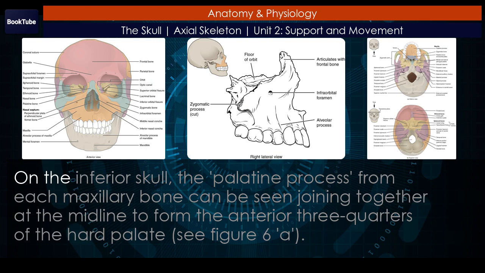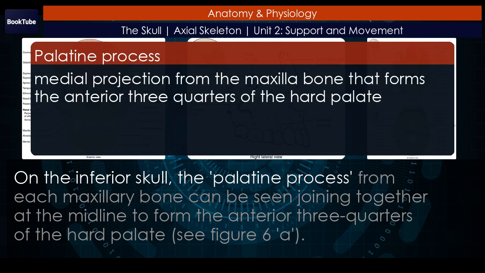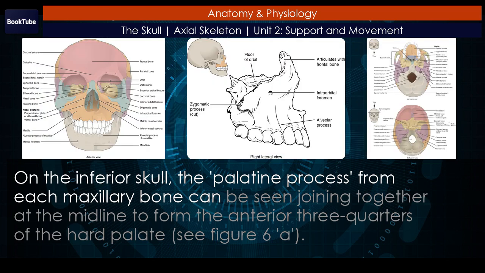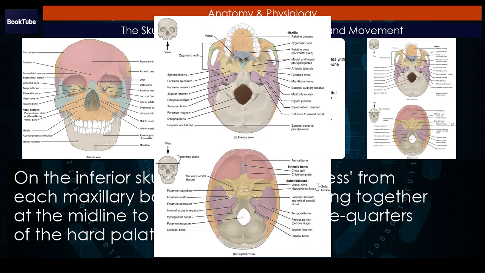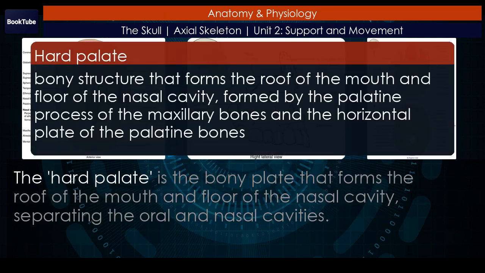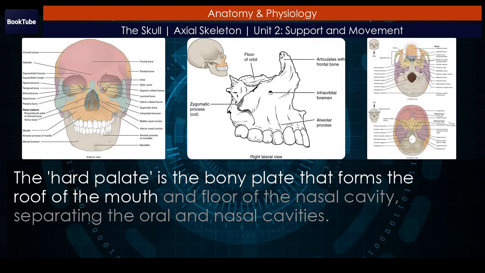On the inferior skull, the palatine process from each maxillary bone can be seen joining together at the midline to form the anterior 3/4 of the hard palate. See Figure 6. The hard palate is the bony plate that forms the roof of the mouth and floor of the nasal cavity, separating the oral and nasal cavities.